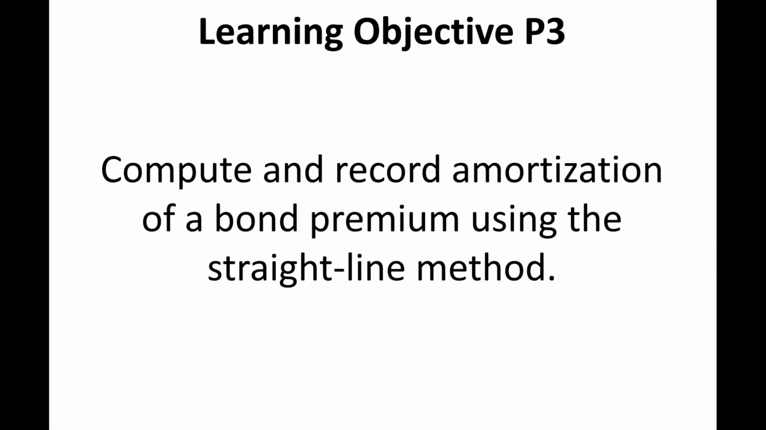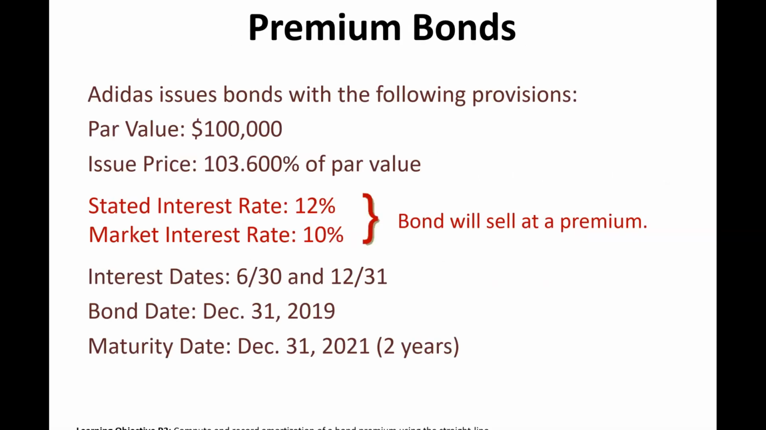Okay, that was looking at a discount when you sell the bond at a discount. Now we're going to look at selling it at a premium, which actually is exactly the same thing. The only difference is which side we're going to put it on, but it works exactly the same way. With this one, it's issued at 103.6, which means that's more than par value. So we are selling it at a premium.